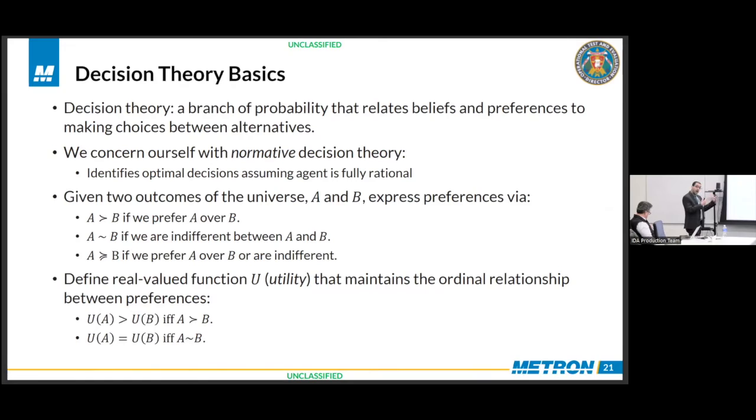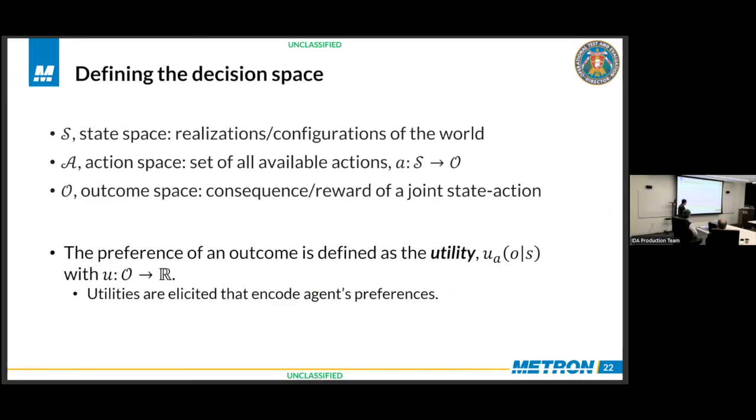Okay, these are qualitative descriptions of preferences over these two outcomes, but we can take these qualitative descriptions and put them through a real valued function, which we call the utility function, that maintains the ordinal relationship between our preferences. So then we say U of A is greater than, now we use the regular greater than sign, U of B if and only if A is strictly preferred to B, and same thing with the equals if we're indifferent. Okay, that's the first part.